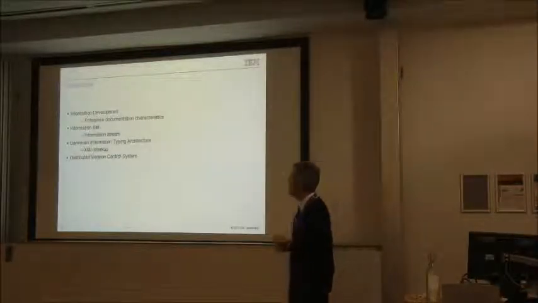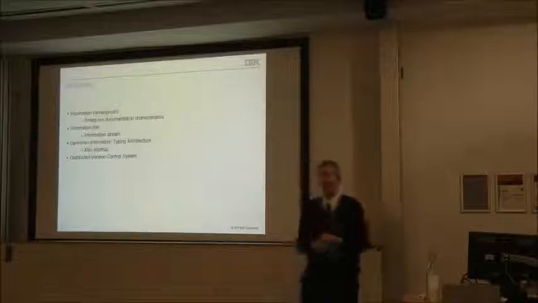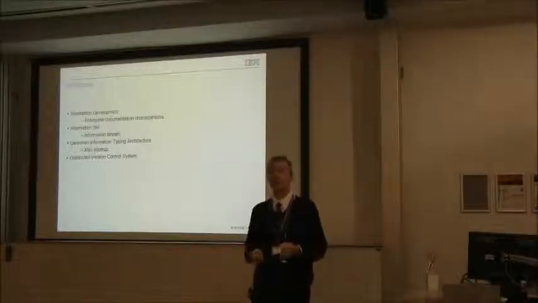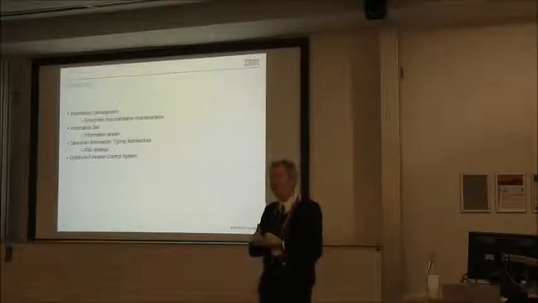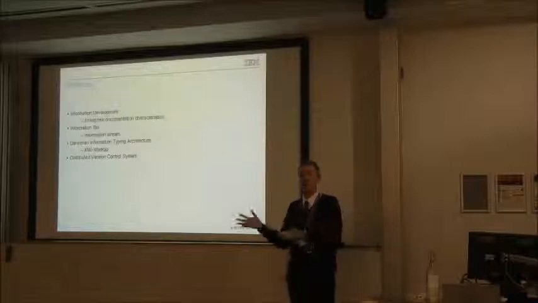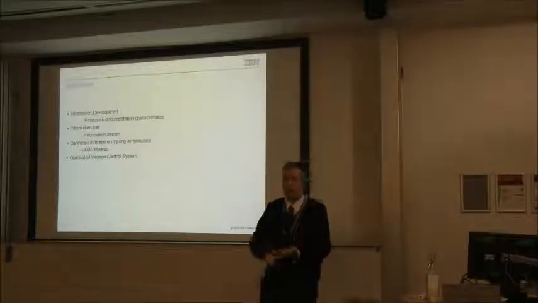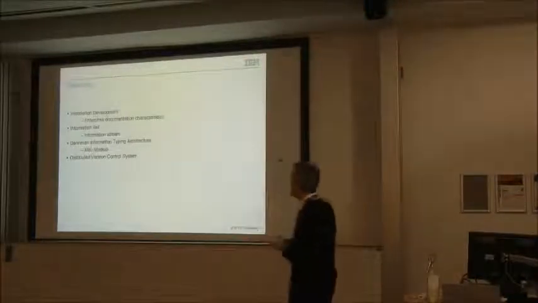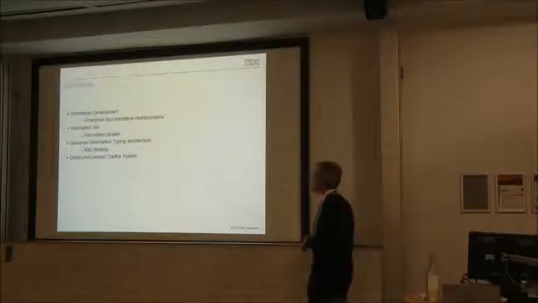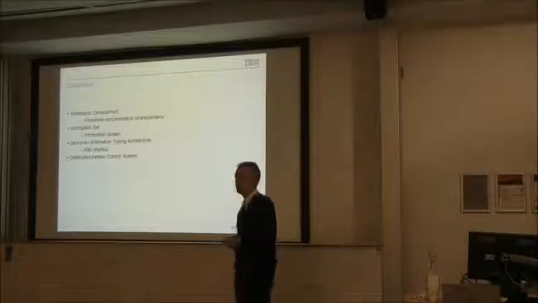Darwinian information typing architecture, I won't say too much about that. It is simply an XML-based markup language. So, well-formed, valid XML that happens to contain content that can be converted into web pages, PDF, all sorts of other formats as well. And finally, I get to the theme of the talk today, distributed version control system.